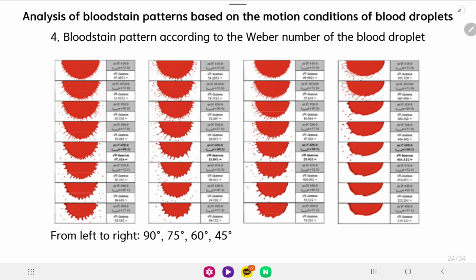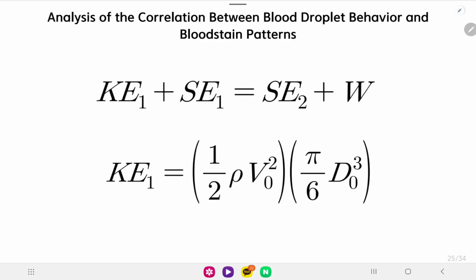The analysis of 4 impact angles revealed that higher Rayleigh number values led to more pronounced fingering effects, particularly at higher impact angles. This suggests that both impact angle and Weber number must be considered together when analyzing bloodstain patterns. Considering the characteristics of the Reynolds number discussed earlier, it can be observed that it influences and is influenced by the area ratio of bloodstains.